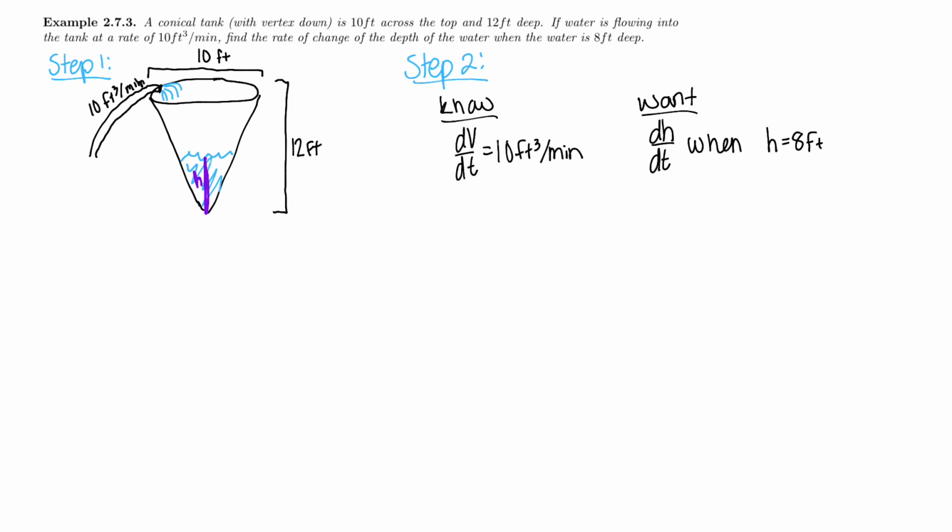Okay, so we want to relate together height and volume of a cone. And we can use the formula of a volume of a cone, right? The volume of a cone is V equals pi over 3 r squared h. This is the volume of a cone.